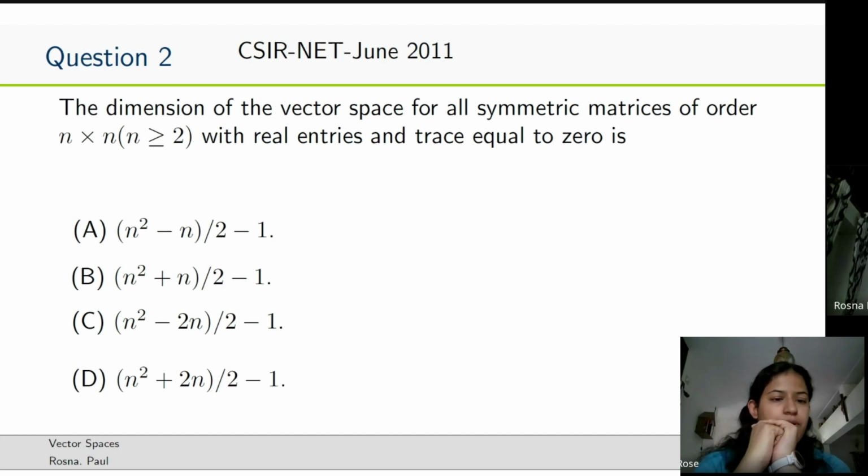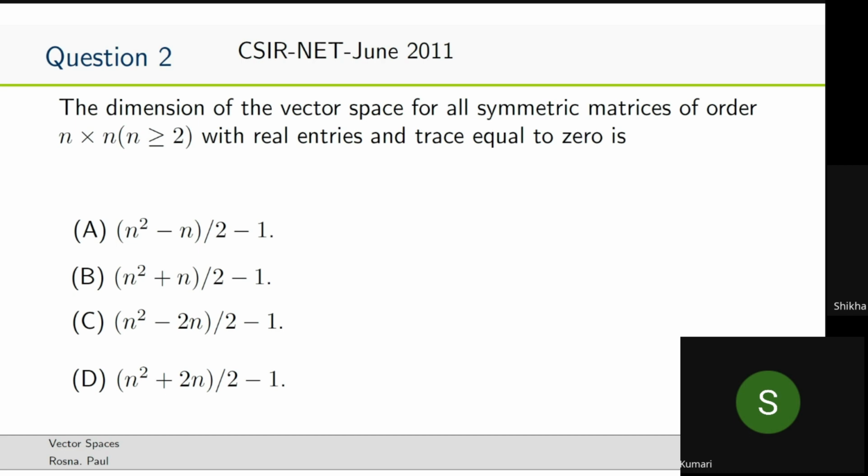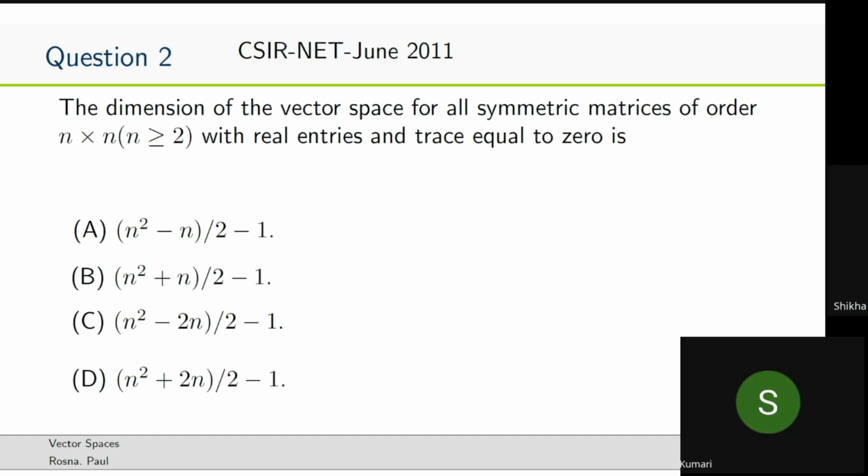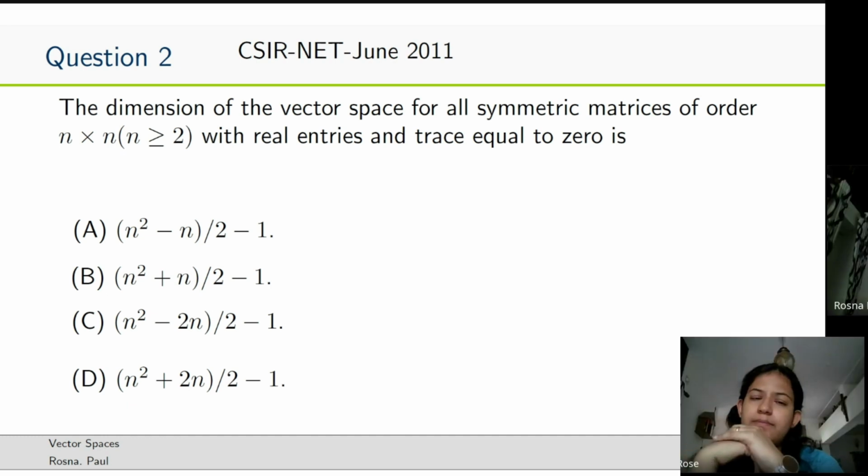Okay, most of you got option B. Can someone tell me why you considered option B? Many of you have mentioned option B. Ma'am, because the number of non-trivial entries in a symmetric matrix is n into n plus 1 by 2, if n is the size of the matrix, and here there is one linearly independent restriction, that is trace is equal to 0. So that's why we subtracted 1 from the result. Yes, you are correct.